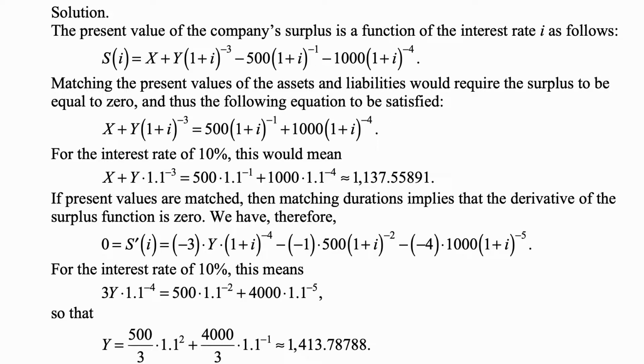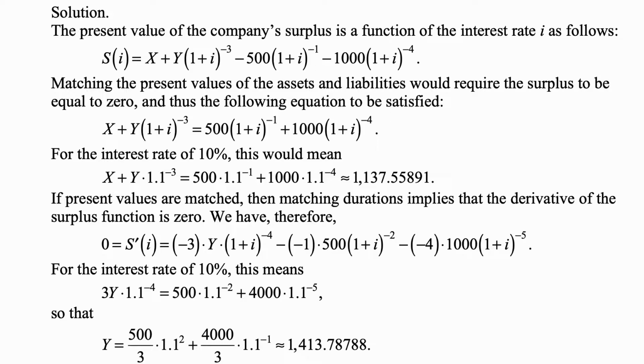And here's the solution. So the present value of the company's surplus is a function of interest rate as follows. The surplus present value is X, the asset cash flow now, plus Y times (1 plus i) to the negative 3, the present value of the cash flow of Y 3 years from now, minus 500 times (1 plus i) to the negative 1, that's the present value of the first liability cash flow at time 1, minus 1,000 times (1 plus i) to the negative 4, that's the present value of the second cash flow at time 4.